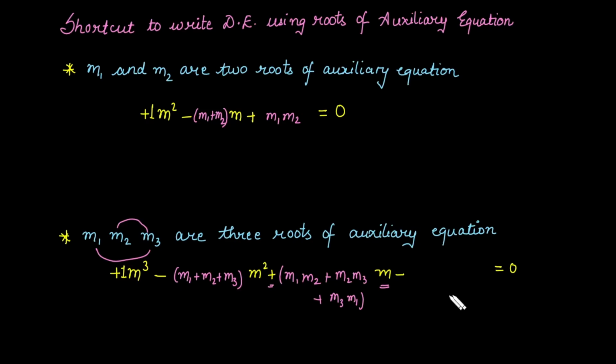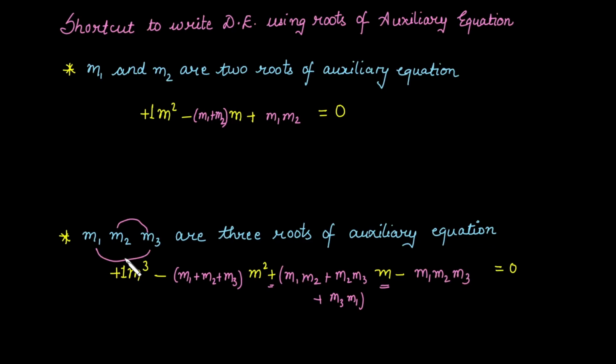Minus, what is the constant term in this case? Initially we took one root at a time and then took the addition of them. Then we took the product of two numbers, then the addition of them. Now we will take the product of all these three roots. So the product of all three roots is the constant term.